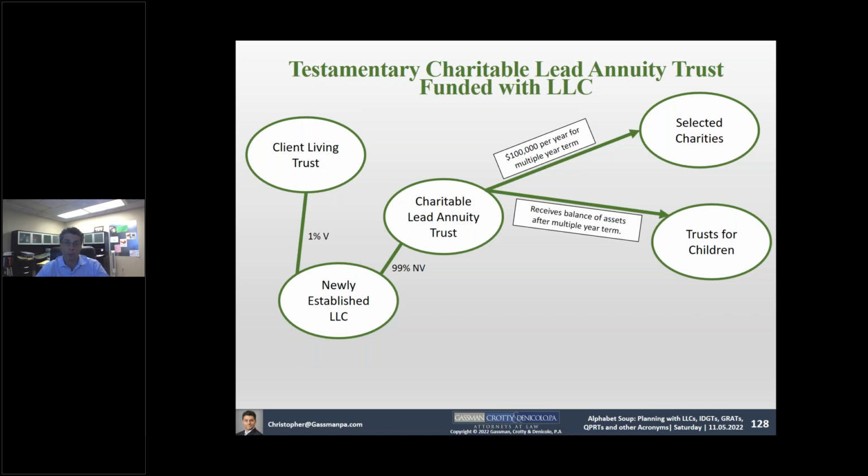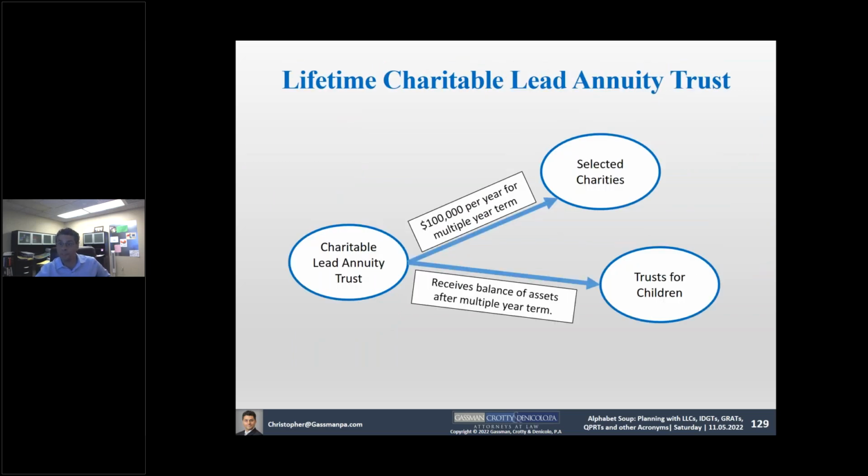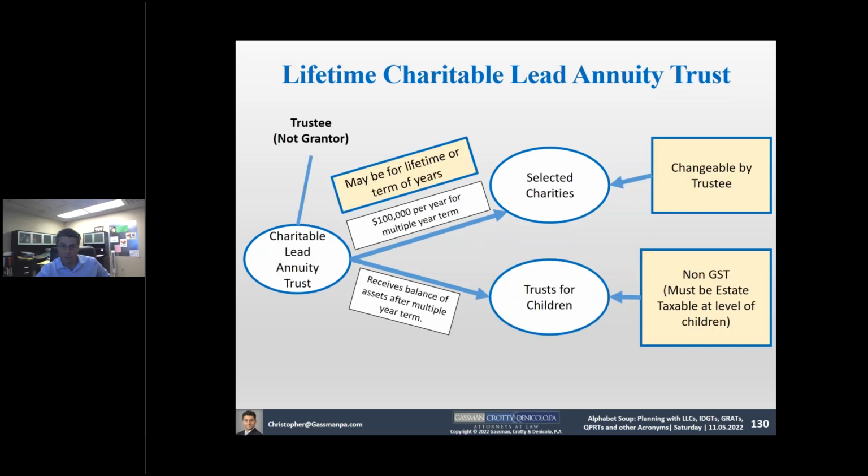Really briefly on the CLAT, one thing that's been used before, again, on one of our acronyms here, the LLC can receive assets, and the client can transfer a 99% non-voting interest to a CLAT that provides for a fixed amount or a certain percentage amount each year to selected charities. And then after the term, into trust for children, this can be done on death, like I said, to avoid estate tax, or could be done during lifetime, over the course of a term of years or someone's lifetime, and changeable by the trustee. The charities can be selected each year. So it can provide a lot of flexibility in structuring for clients who do have charitable aspirations.